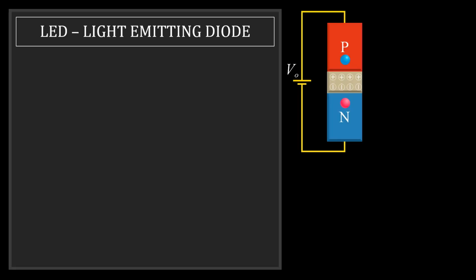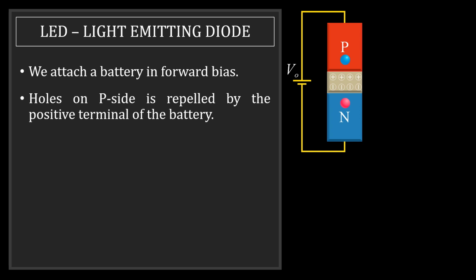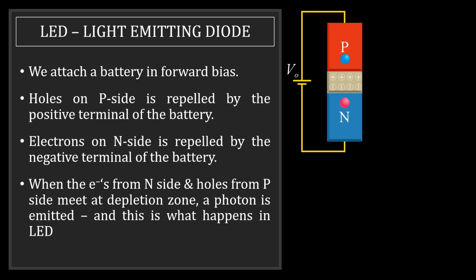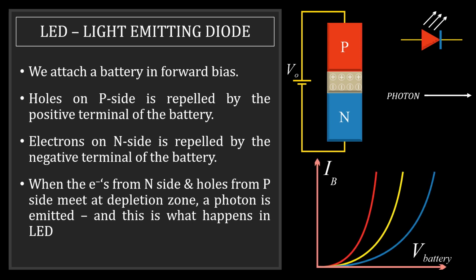The way we do it is we attach a battery in forward bias. The holes on the P side will be repelled because of the battery's positive terminal, and the electrons on the N side will be repelled by the negative terminal of the battery. So holes and electrons combine here, and therefore the light is emitted. And this is the symbol for an LED. This you can remember. For different voltages, we have different colors being emitted.